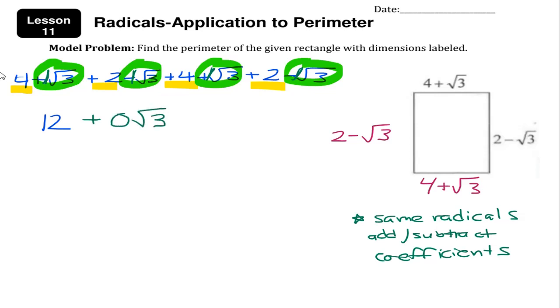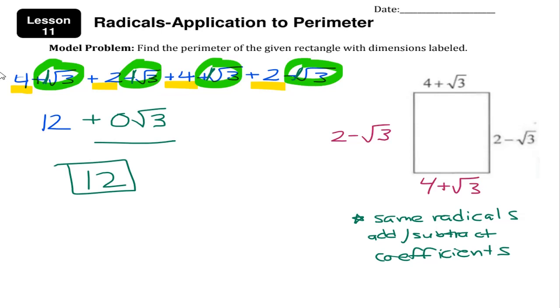I would always write the same radical, I'm using the same radicals in my answer. But this thing becomes 0 because 0 times anything is 0. So 0 radical 3 is just going to be 0. So my final answer is just going to be 12. How nice is that?